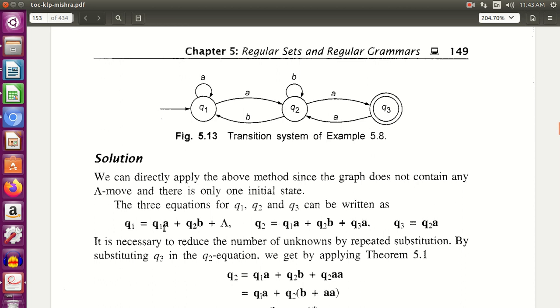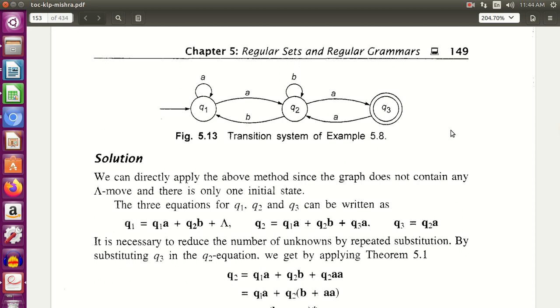Similarly, for Q1, what I get is Q1A and Q2B. And why is this lambda over here, students? Because Q1 is your initial state. Whichever is your initial state and you are deriving the expression for that particular state, you have to add this extra lambda for that particular expression. Okay, since Q1 is the initial state over here, we are adding lambda in the expression of Q1. Okay, so we have got three expressions or three equations for Q1, Q2 and Q3.